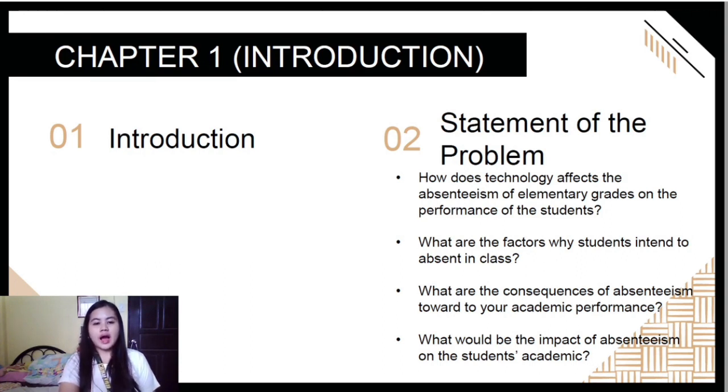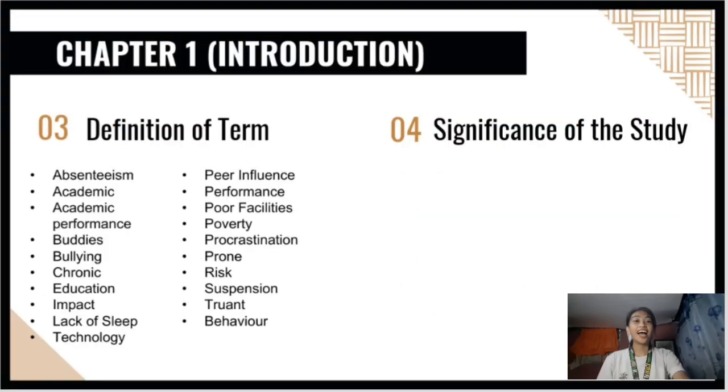As for our research questions or statement of the problem, first, the researchers want to know how technology will affect the students' absenteeism on their academic performance. Secondly, the researchers want to know the factors of why students are absent in class. Third, the researchers want to comprehend what will be the students' consequences of their absenteeism towards their performance in school. And lastly, as researchers, we want to know the impact of absenteeism towards their performance in academics.